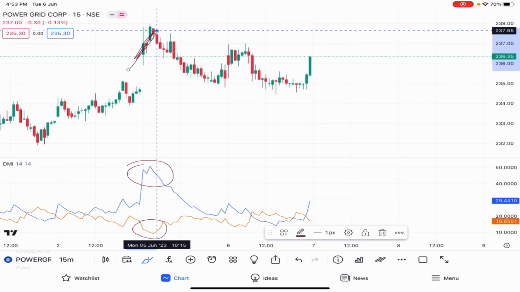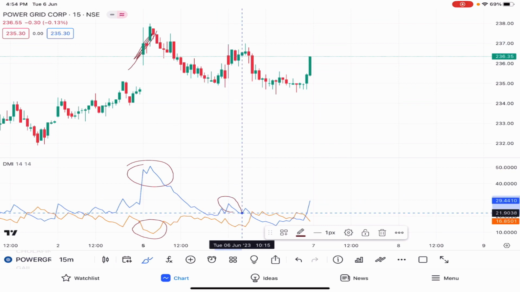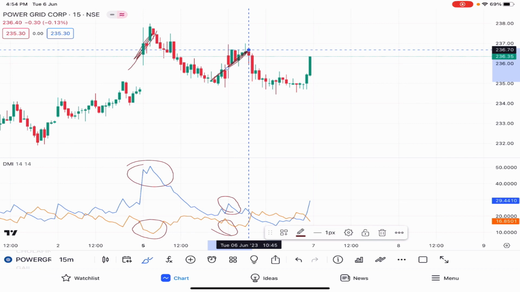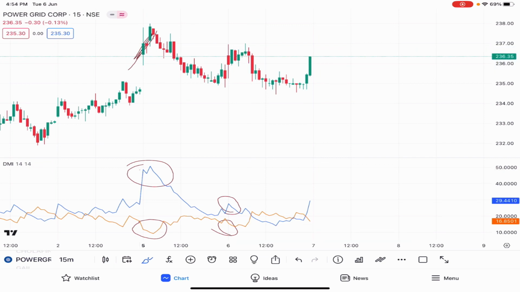Now, here, if you look at this, the plus DI is again more than my minus DI, so there is a pump over here as well. So that is how you can use it. When the plus DI is more than the minus DI, the price trends upwards. When the minus DI is more than my plus DI, the price trends downwards. I hope you are able to understand what I just explained.